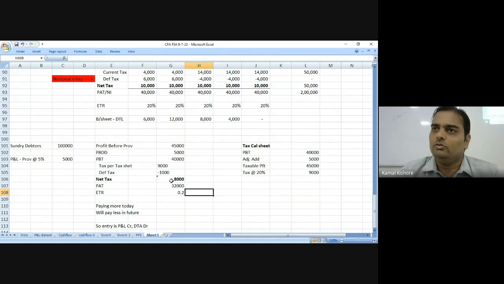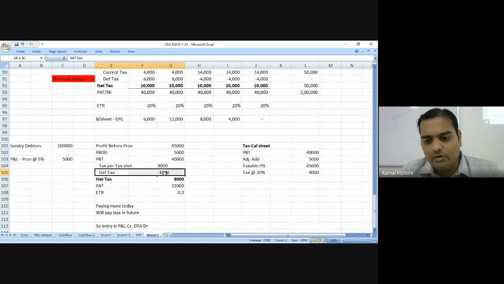Getting this? So this can be because of any item. Wherever there is a difference between the treatment as per income tax law and your books of account, it will create a difference. So you have to see whether it is a temporary difference or a permanent difference. If it is a permanent difference, then you will not do any of these adjustments. You will leave it as it is.